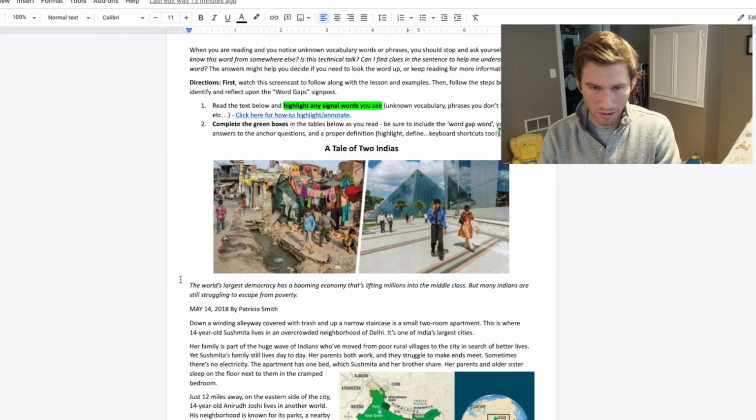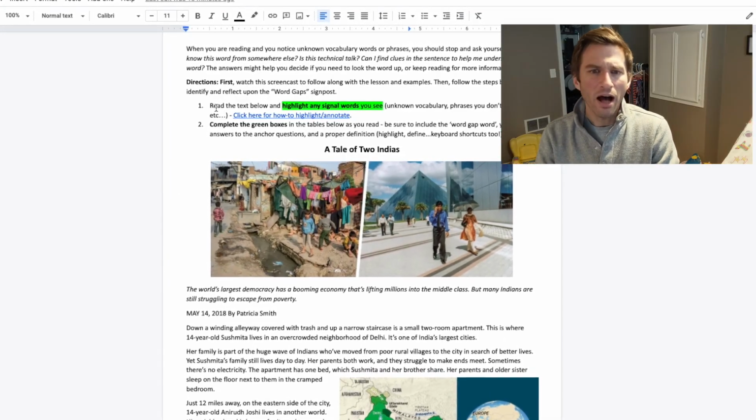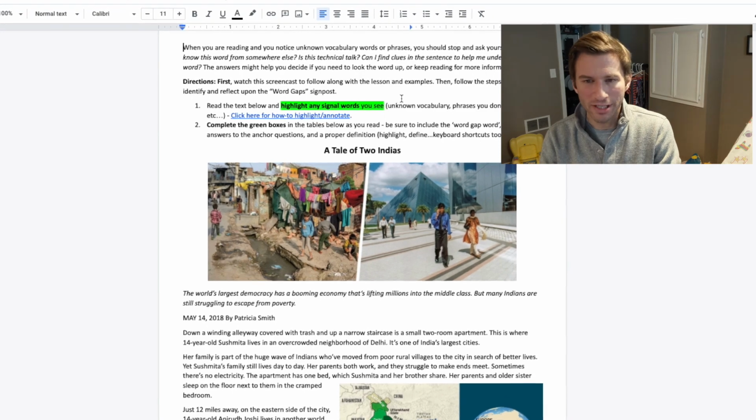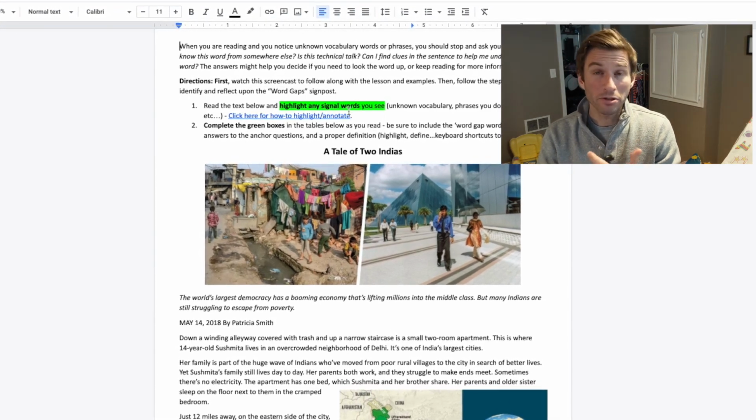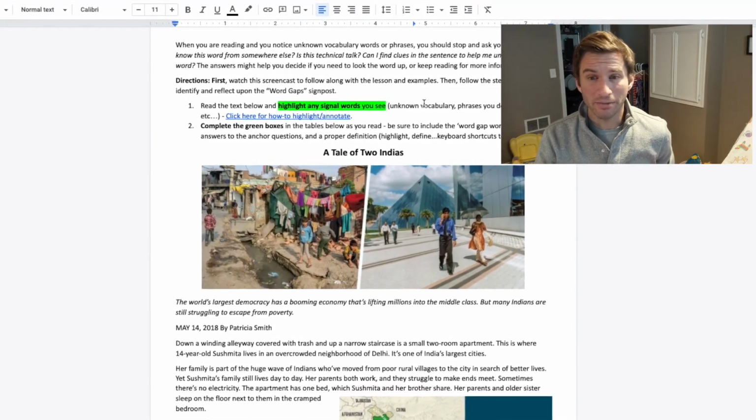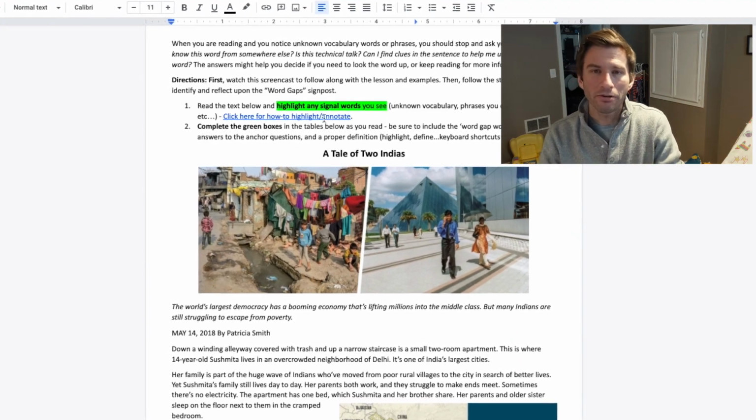So I'm going to skip the directions here, but basically what you need to do is, as you're reading, it says, read the text below and highlight any signal words that you see. Signal words, those are basically going to be words that you don't know. So that's going to be unknown vocabulary, phrases you don't know, etc.